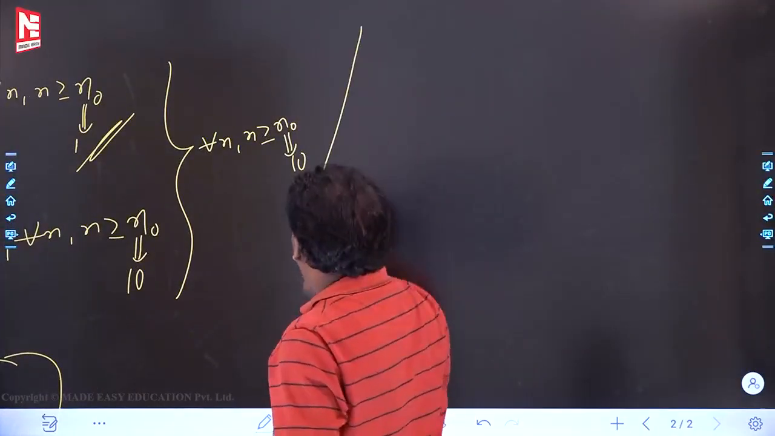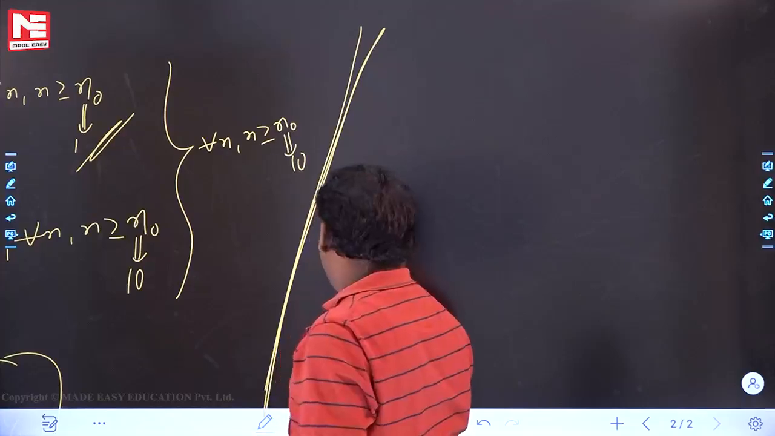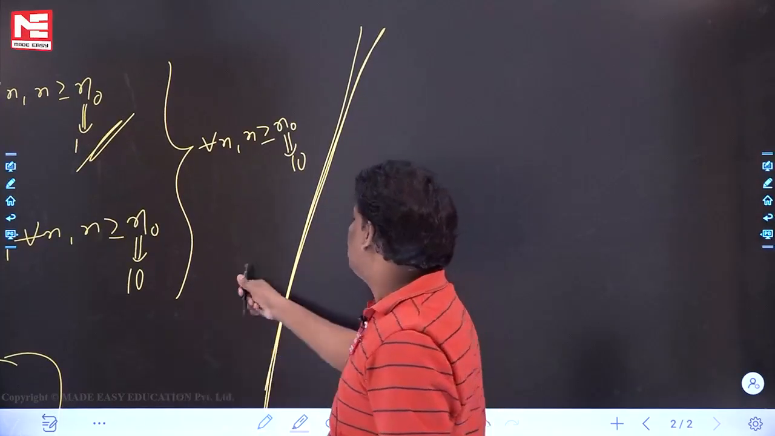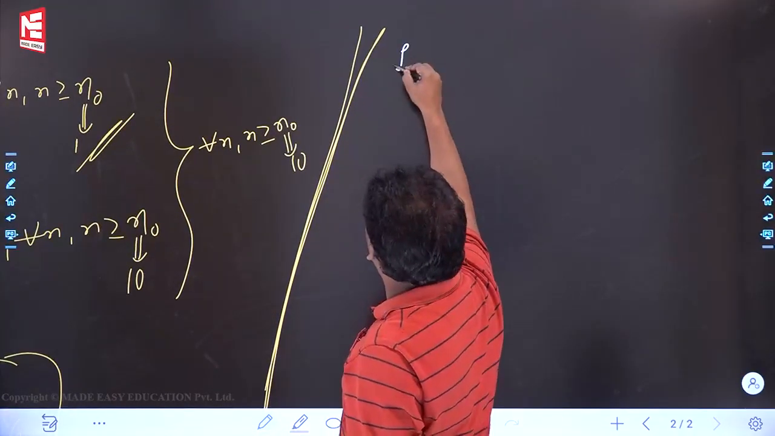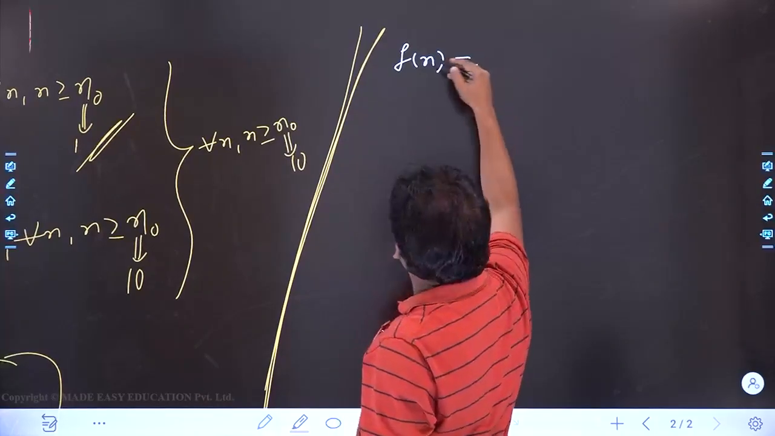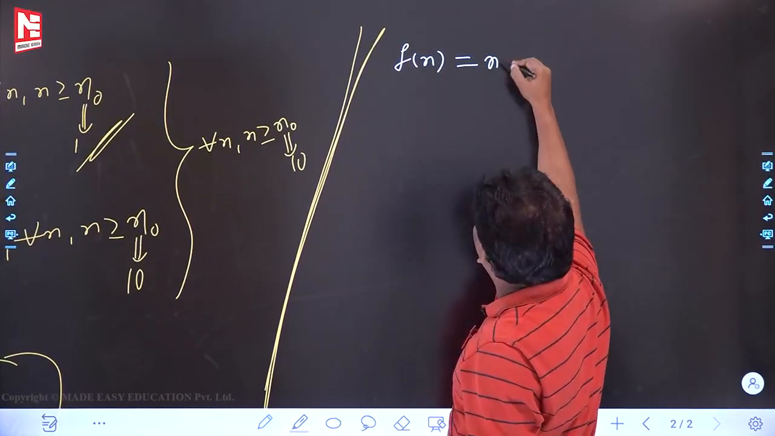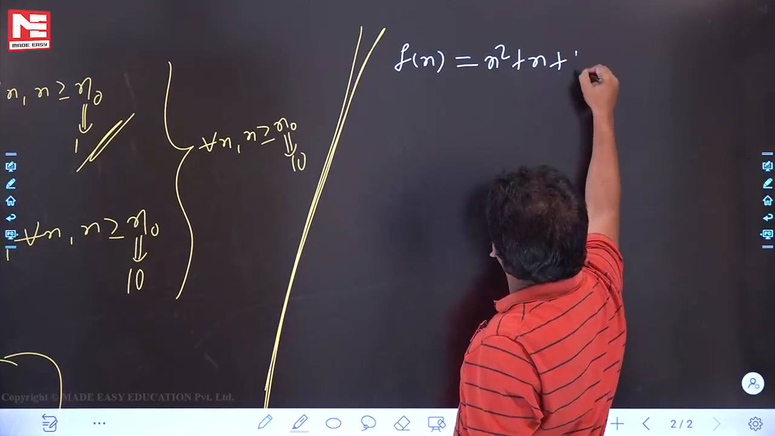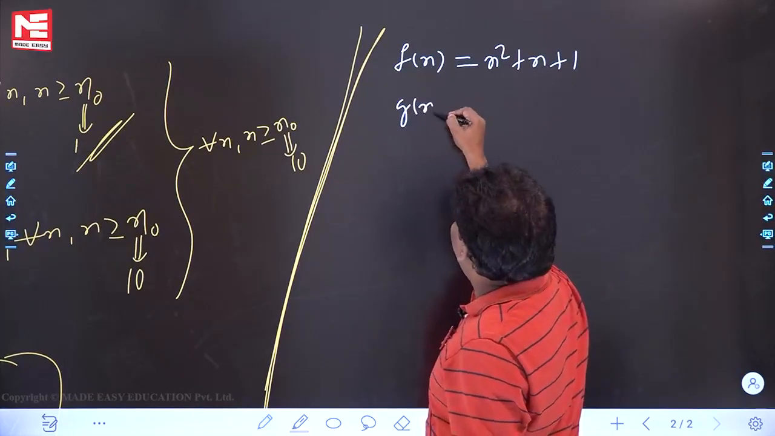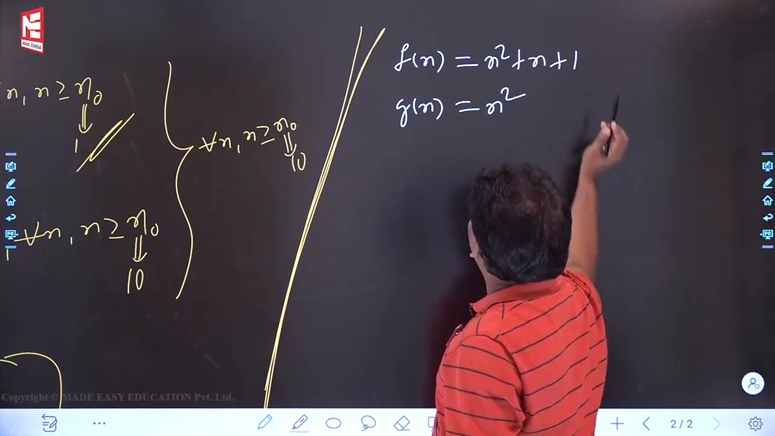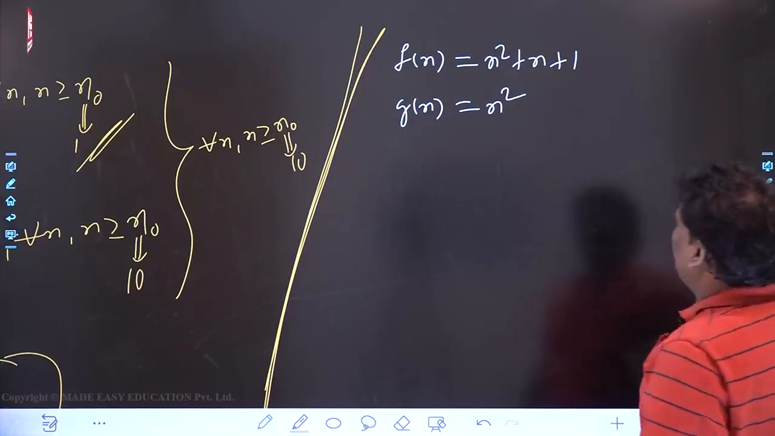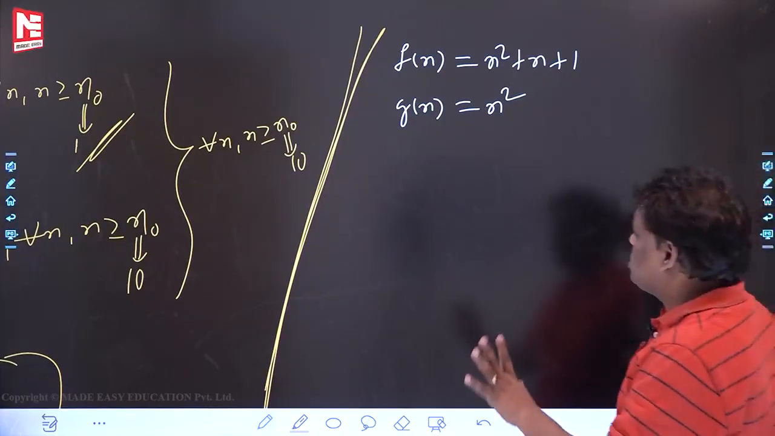To get clear clarity about the theta, one more example is coming. Please take care of this example also. See this one. F of n is equal to n square plus n plus 1. G of n is equal to n square.